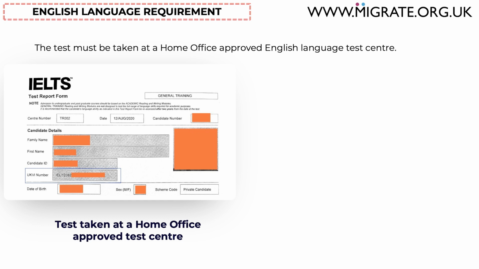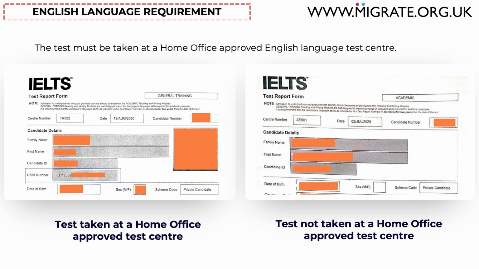This is fine to rely on since it contains a UK VI number. And here is an IELTS academic test certificate for a test which was not taken at a Home Office approved test centre. Unlike the certificate on the left, this does not contain a UK VI number and therefore cannot be relied on in the Fiance visa application.